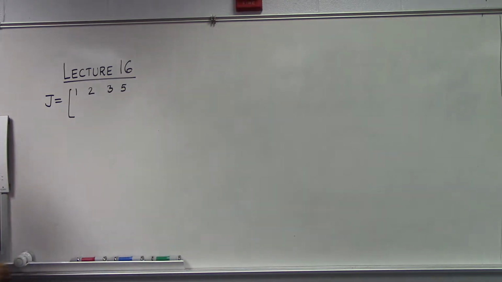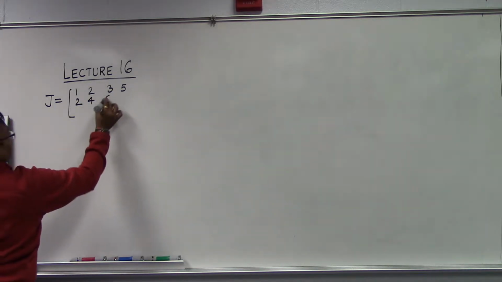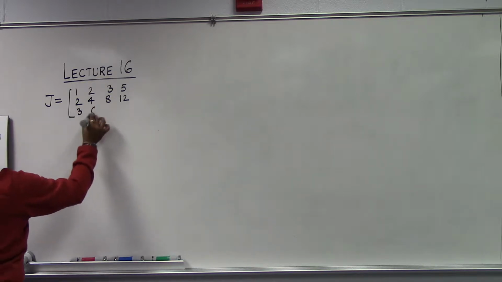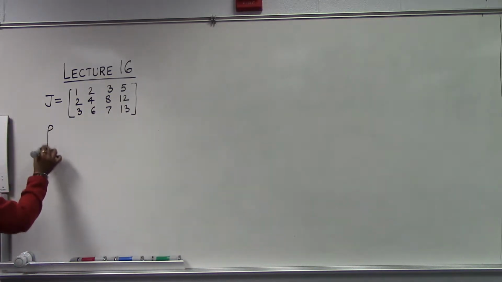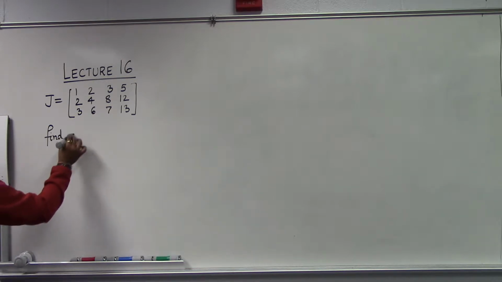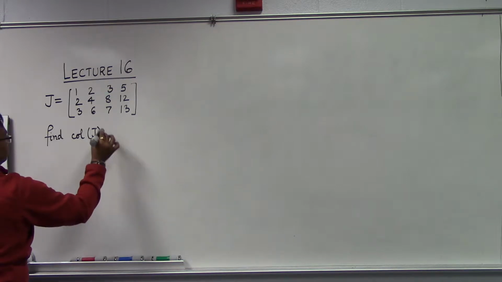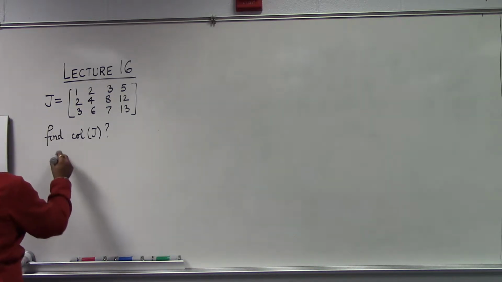So our objective was to take this matrix 1, 2, 3, 5, 2, 4, 8, 12, and 3, 6, 7, 13. And our objective was just simply to find the column space of A, or column space of the matrix J. Okay. Now, we had seen a few things, so let us recall.